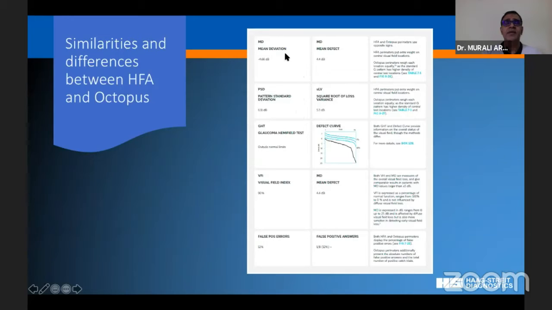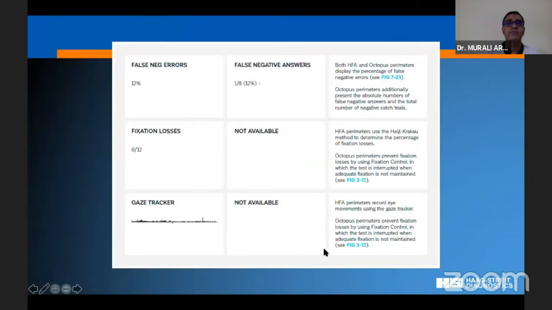The MD, mean deviation, is called the mean defect in the Octopus. There is no direct equivalent to the VFI, but the mean defect could be taken as the equivalent of the visual field index. False positives and false negatives in the Humphrey are measured in percentage, whereas in the Octopus you get a fraction of what was actually tested, such as 1/8, and it includes the percentage as well. Same with the false negatives: you get the actual number of tested points and the percentage as well.